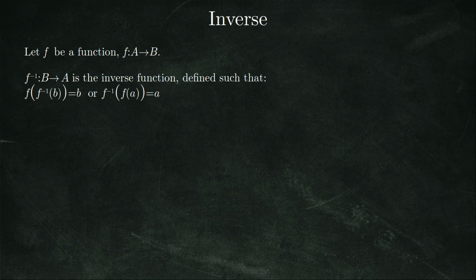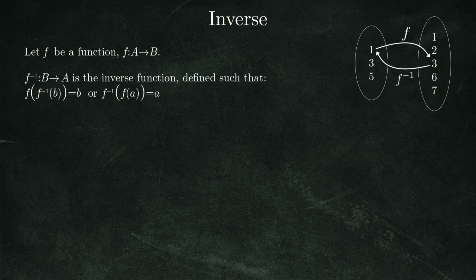Or similarly, if we take f of a and we apply the inverse, we get back to a. So it just takes a point, we map it to whatever it goes to in B, and then the inverse maps it back again. There's a diagram of that here. So let's look at a quick example. If f of x is 2x, then f inverse of x is x over 2. So you can see that f of 3 is 6, and then f inverse of 6 is 3.